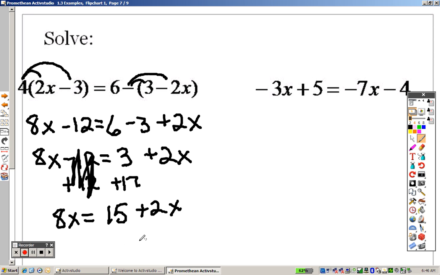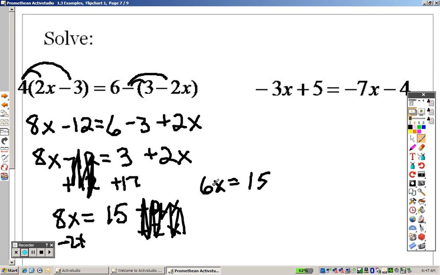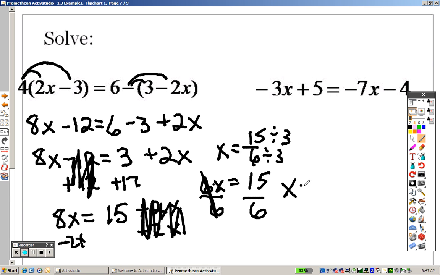Now, to move all the x's to the left, minus 2x, minus 2x. When I do that, 8 minus 2, I get 6x equals 15. Since it's 6 times x, I can divide both sides by 6 to get 15 over 6. But I can divide them both by 3. So I get my final answer as 5 over 2.